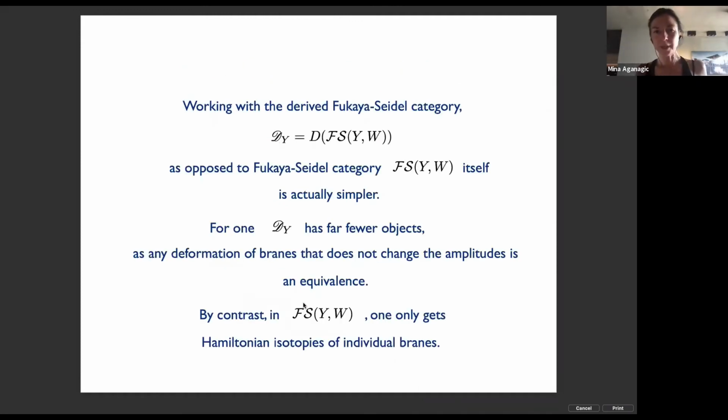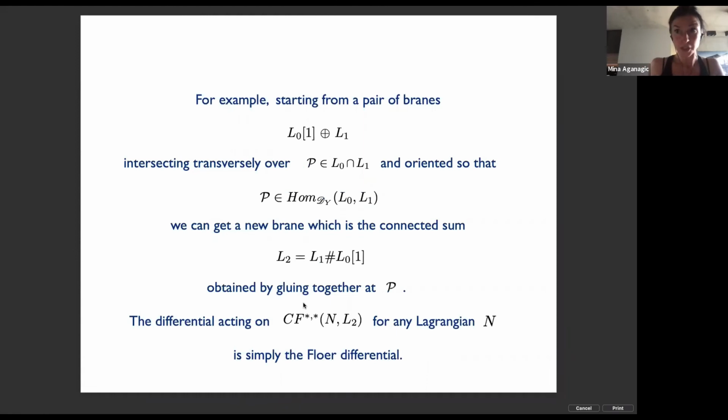Now, working with a derived Fukaya-Seidel category as opposed to the Fukaya-Seidel category itself is actually simpler. The derived category has far fewer objects. Instead of simply saying that branes related by Hamiltonian isotopies of individual branes are equivalent, we'll say that any deformation of branes that does not change the amplitudes is an equivalence, which is a far larger symmetry.